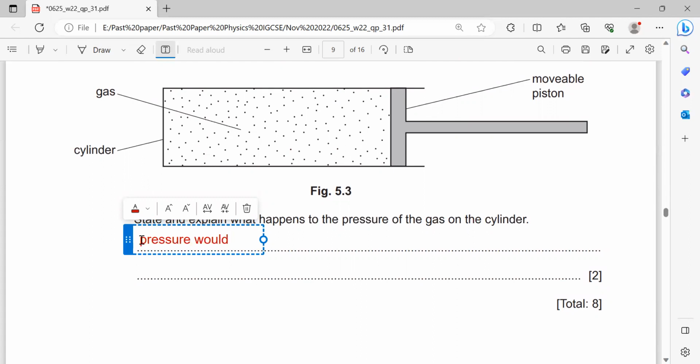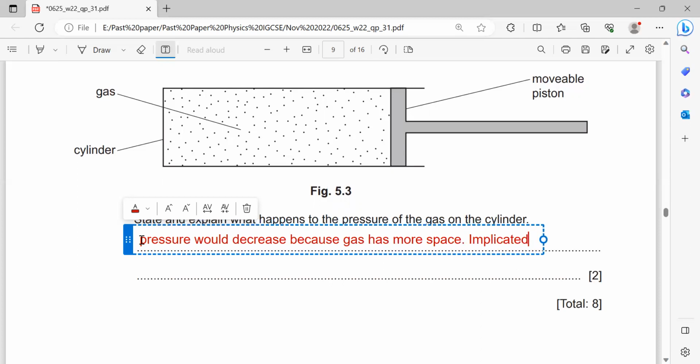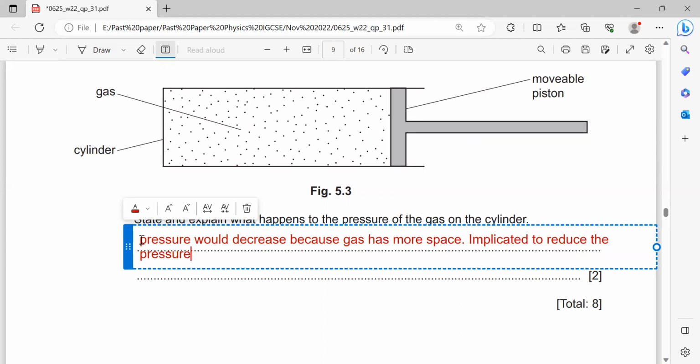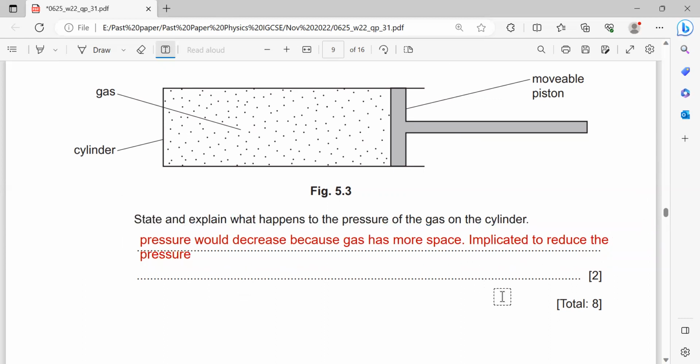The pressure will be decreased, because gas has more space and this is implicated to reduce the pressure, and also to reduce the collision to reduce the pressure. Okay, next.